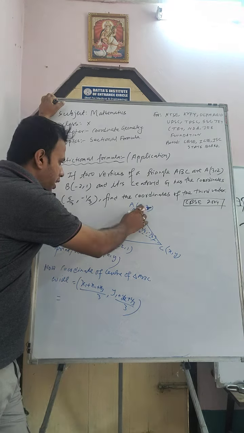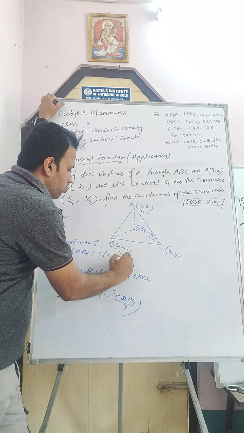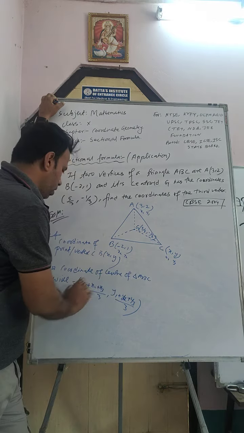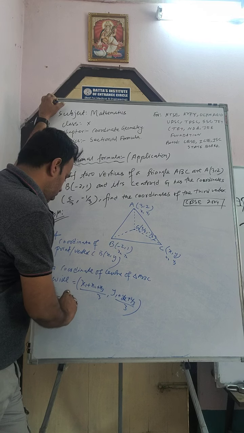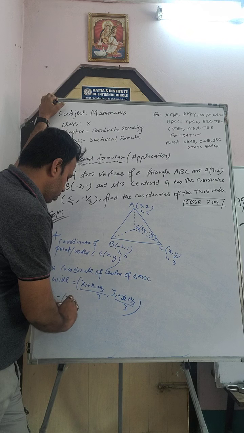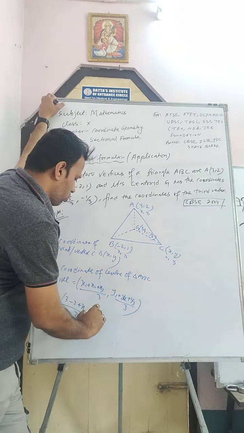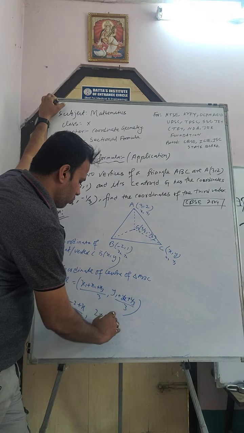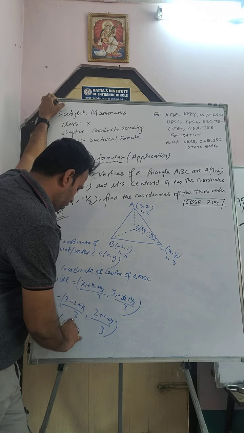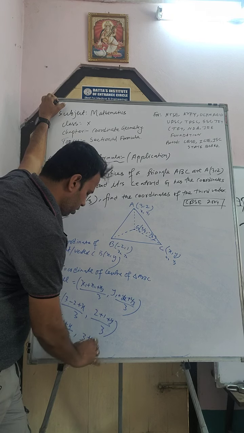Now suppose this one is x1, y1, this one is x2, y2, and this one is x3, y3. So we can say 3 minus 2 plus x by 3, and here 2 plus 1 plus y by 3. So it became 1 plus x by 3, and here it becomes 2 plus y by 3.